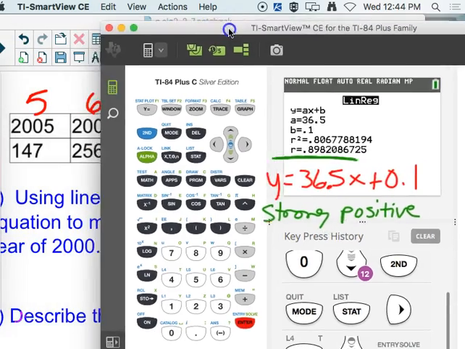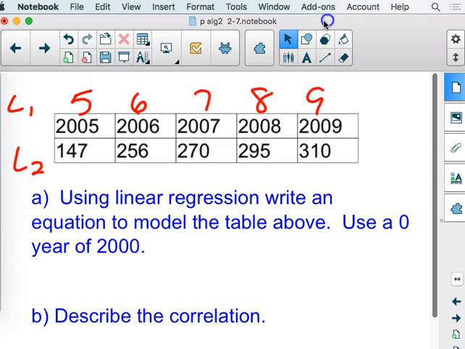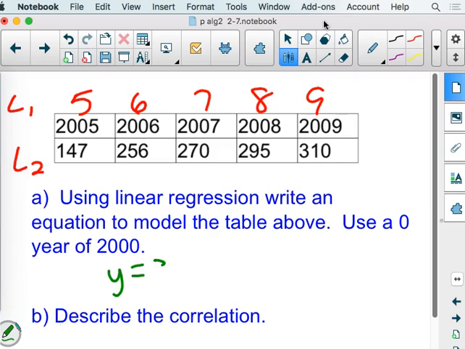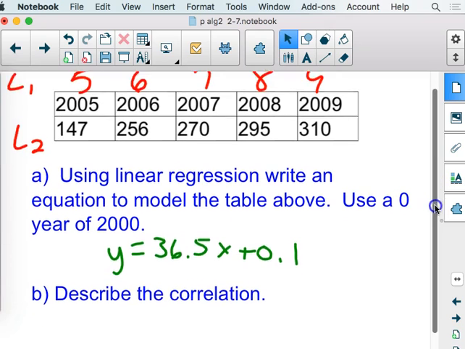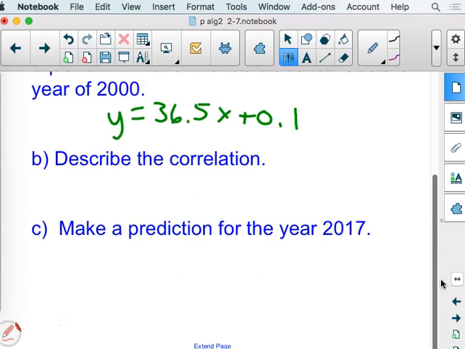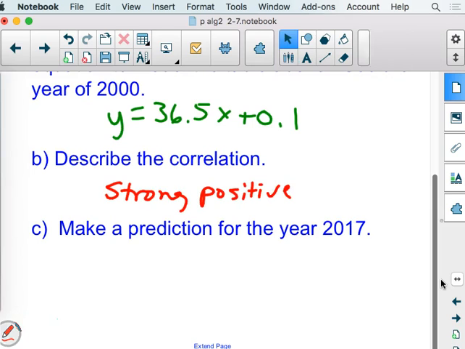So let's go back and see what else we're supposed to do here. So we've got our equation, y equals 36.5x plus 0.1. It asks us, describe the correlation, and we said this one is strong and positive. So let's not forget what could happen. It could be strong or weak. It could be positive or negative. Or you might see no correlation. There might be points all over the place. But if it's going to be on the test, chances are pretty good it's not going to be no correlation because we want you to be able to find this stuff.